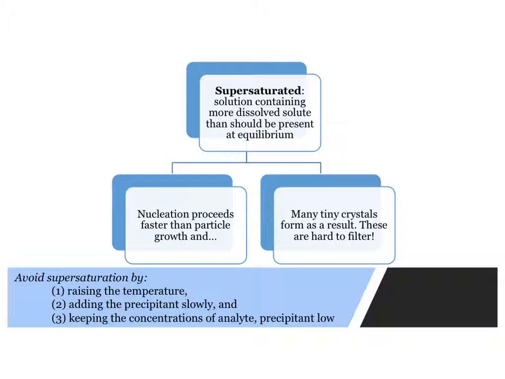To optimize the growth of large crystals that are easy to filter, we want to avoid making a supersaturated solution. We can do this by raising the temperature, adding the precipitant slowly, and keeping the solution concentrations low. If we don't, nucleation will proceed faster than particle growth, causing many tiny crystals to form that may pass through or even clog our filter.